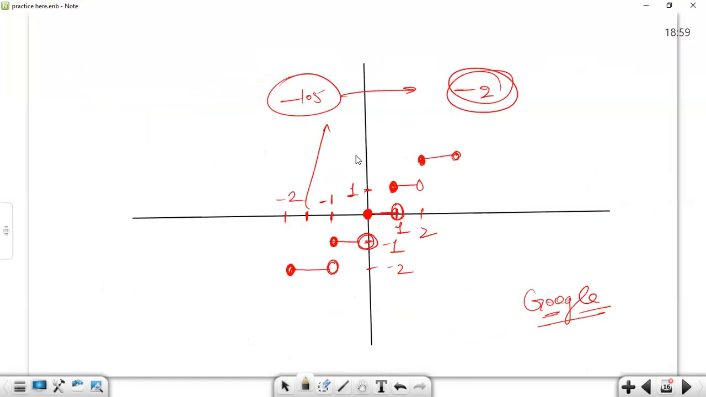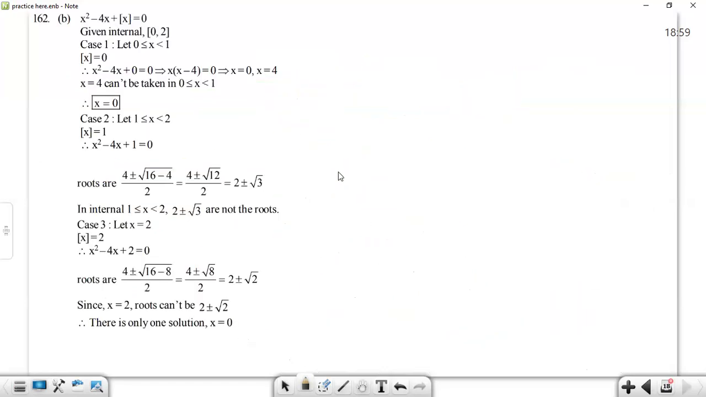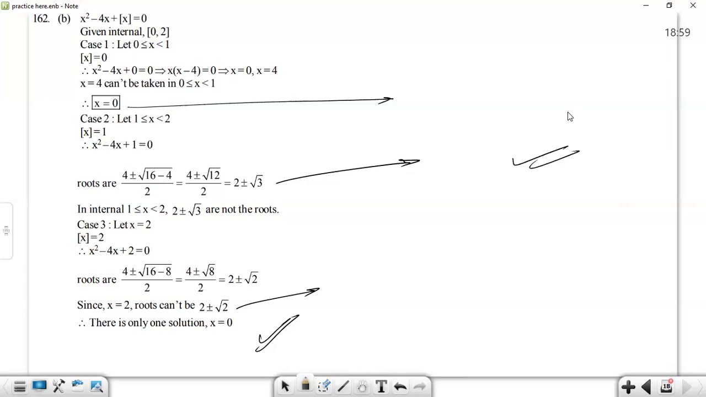Let's check. Yes, there is only one solution. This cannot become a root, this can also not become a root. The only root is this. So yes, these are the questions.